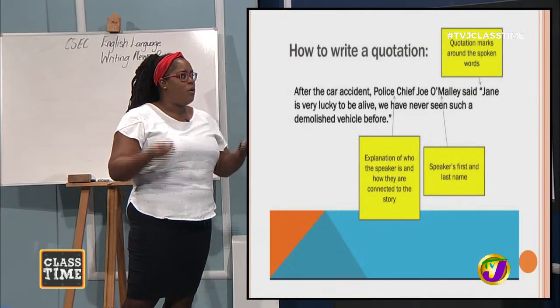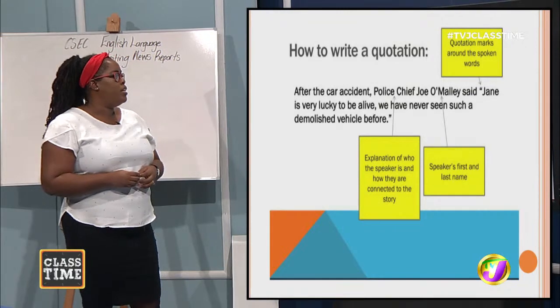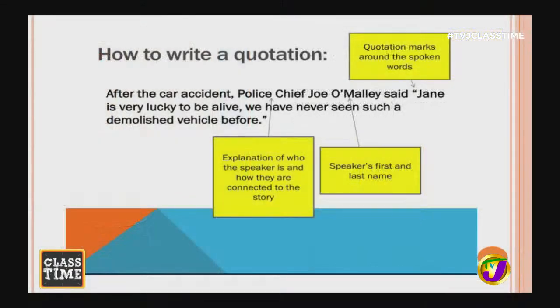Now, I'm going to read the quotation again. After the car accident, Police Chief Joe O'Malley said, "Jane is very lucky to be alive. We have never seen such a demolished vehicle before." Now, the different sections of this quotation are all labeled. If we look here, it says quotation marks around the spoken words. So we place quotation marks around the actual words spoken by the witness, and then an explanation of who the speaker is and how they are connected to the story.